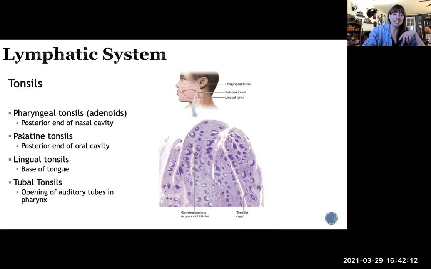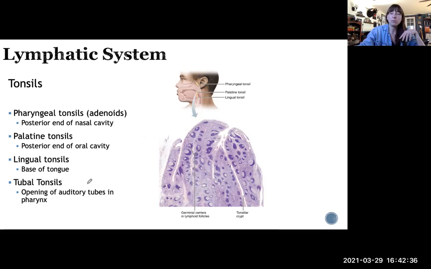The palatine tonsils are the ones that the doctor looks at when you stick out your tongue and say, ah. Those are the two that doctors tend to look at. They're the largest, and it's really obvious when they're really inflamed, right? So you can see them really easily. The lingual tonsils are way back at the base of your tongue, so not as easy to see.